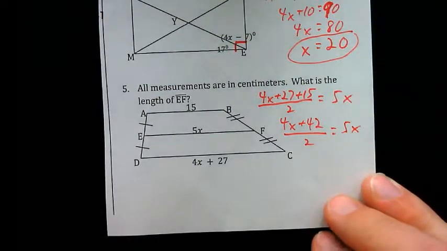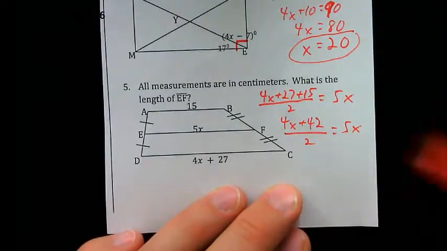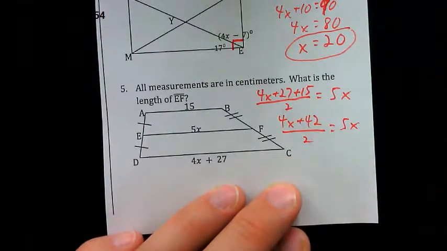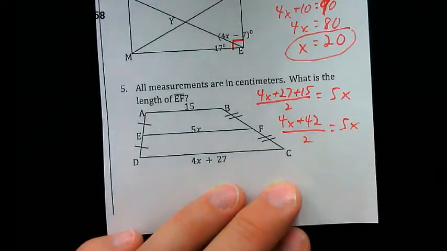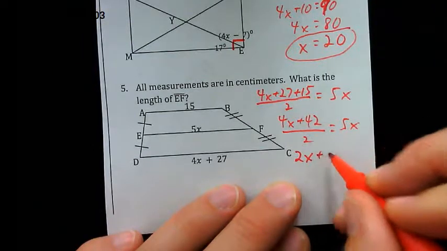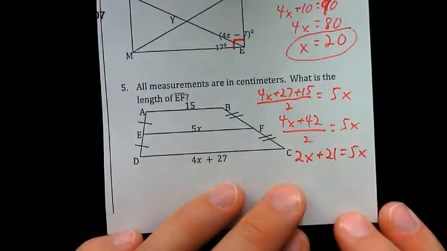Now, you have an option. Currently, both of those numbers are evens. So, since they're even numbers, you could divide both of them by 2 to reduce, or you could choose to just multiply the 2 to the other side, like we did on problem 1. Again, I'm going to do this the other way. Since they're even, I'm going to go ahead and just reduce these. This would be 2x plus 21 equals 5x.